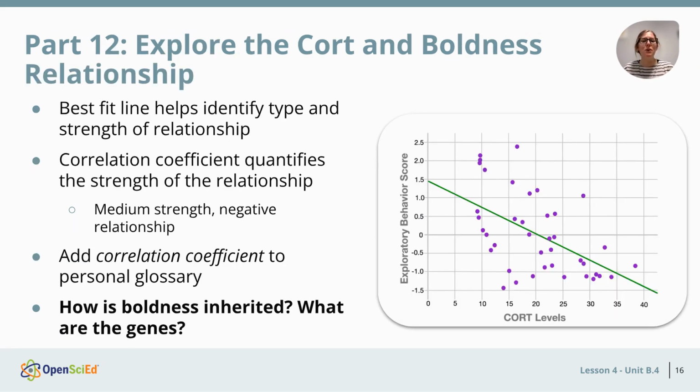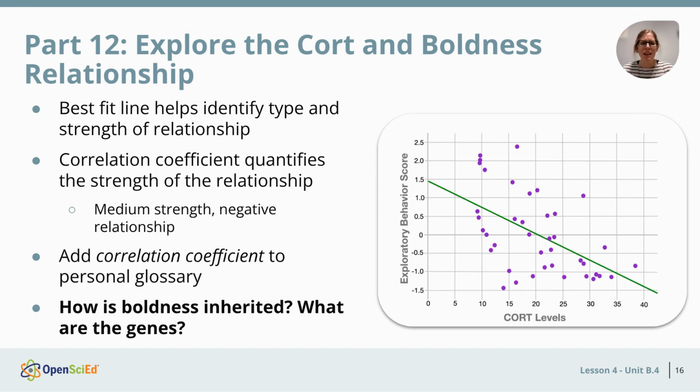Part 12, we're going to explore the cort and boldness relationship a little bit more. And this is where they'll be introduced to the best fit line and how that helps identify the type and strength of a relationship. They'll be looking at correlation coefficients and how that correlation coefficient quantifies the strength of a relationship. And we'll see by looking at the data that a lot of the data that we have shows a medium strength and a negative relationship. Then we'll add correlation coefficient to our personal glossary.